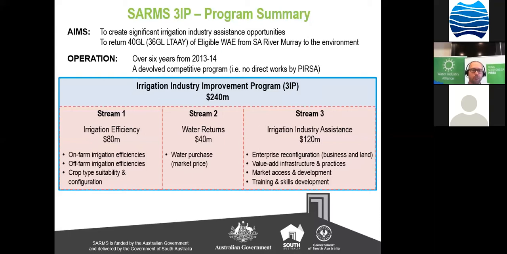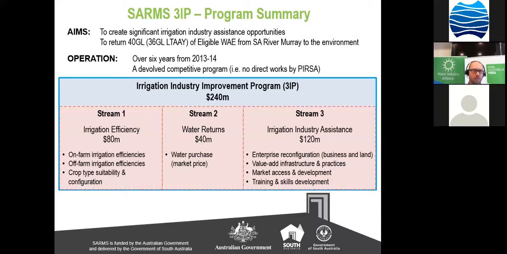So you can have a full mix of all of these various streams, but you couldn't simply go for stream three, the irrigation industry assistance stream, without having returned water through either streams one and two. So once you're returning water through stream one and two, you tick those boxes, in effect, you could enter into stream three, which really was where we focused on the business elements.